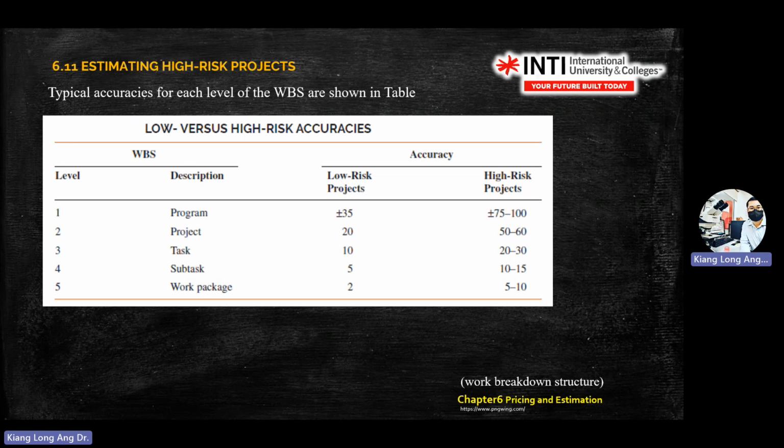For level 5, WBS level 5, if the accuracy is plus minus 2%, then they consider it low risk. But those with more than 5 and 10% accuracy, they consider high risk already when they come to level 5 WBS. So it means the lower level you go, you need higher accuracy compared to decision makers at the top level.